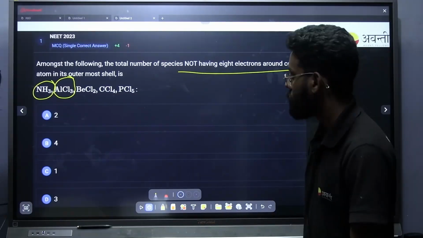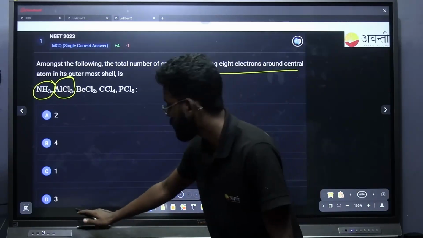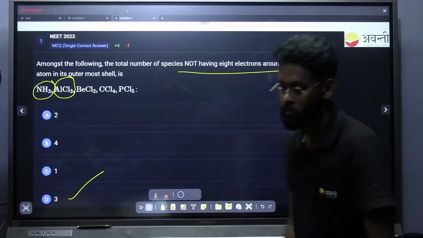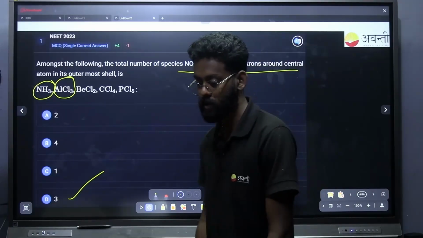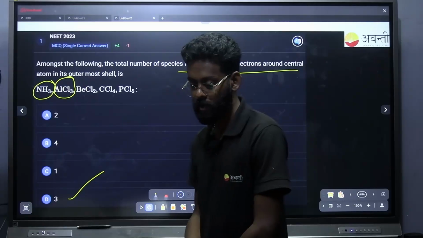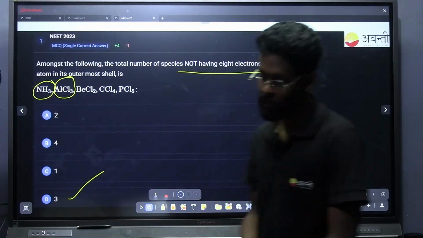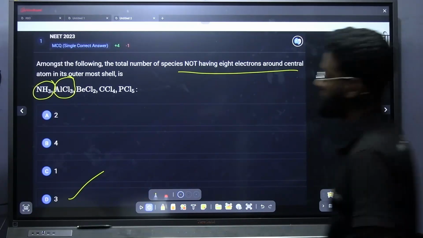NH3, is it following? Option D. Yes, Kiran has given option D. Anyone else? I think everyone is going with Kiran. Anyone opposing Kiran? Yes, very good. Option D is the correct answer.